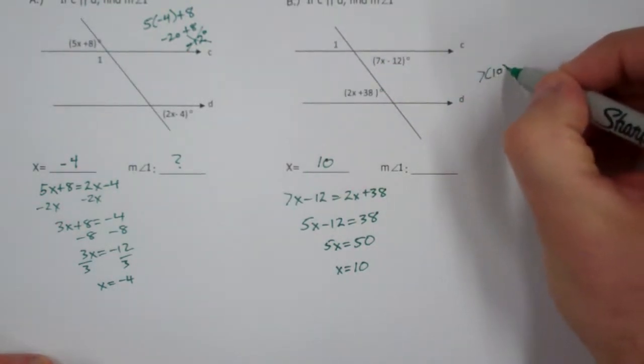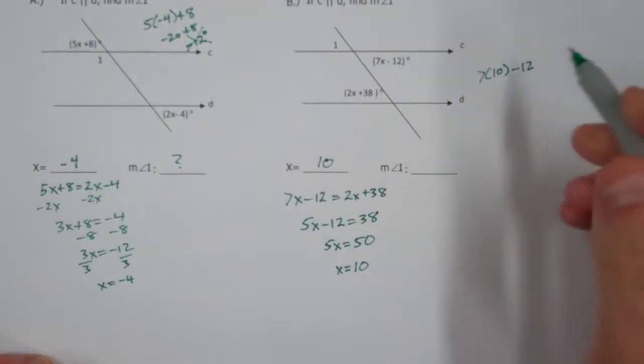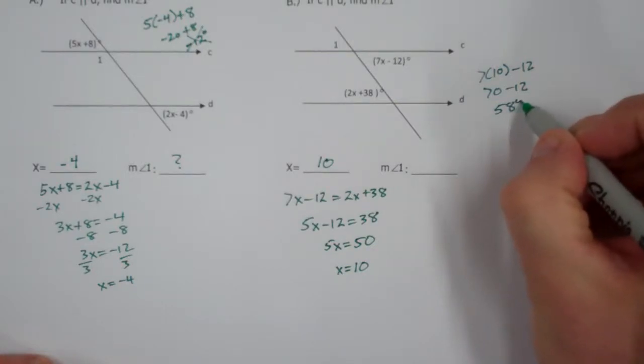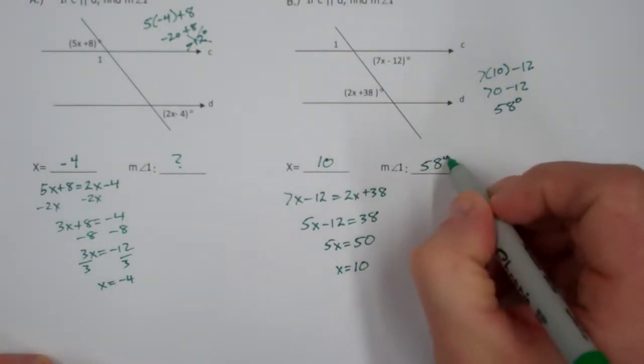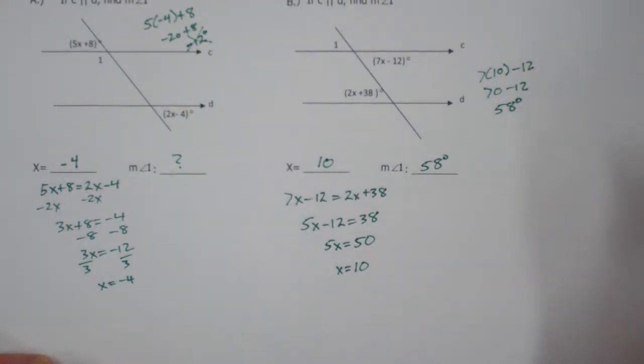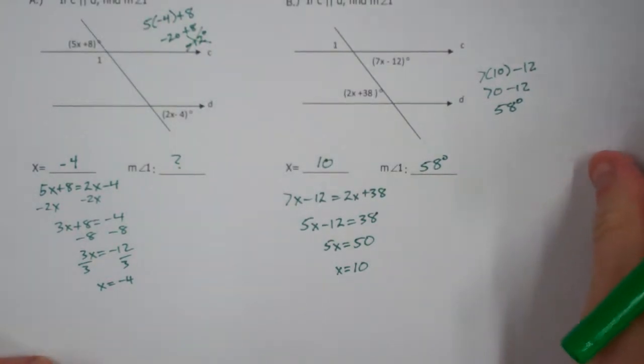So 7 times 10 minus 12 is what we need. 70 minus 12 is 58. So the measure of angle 1 here, which is a vertical angle with this angle, meaning that they would be congruent, is 58 degrees.